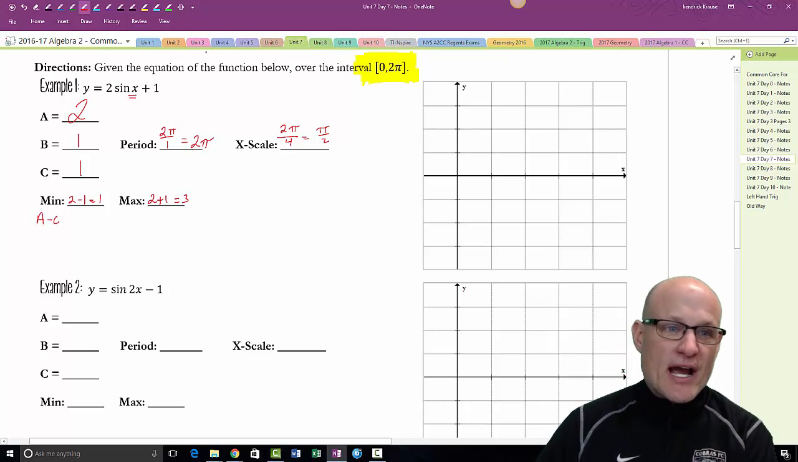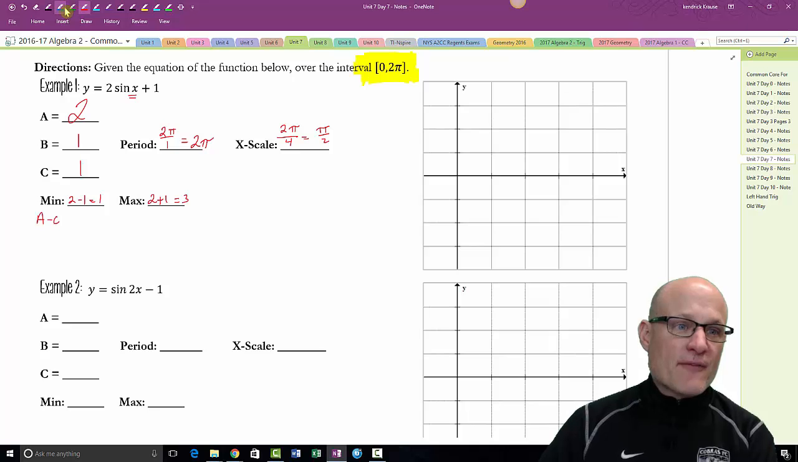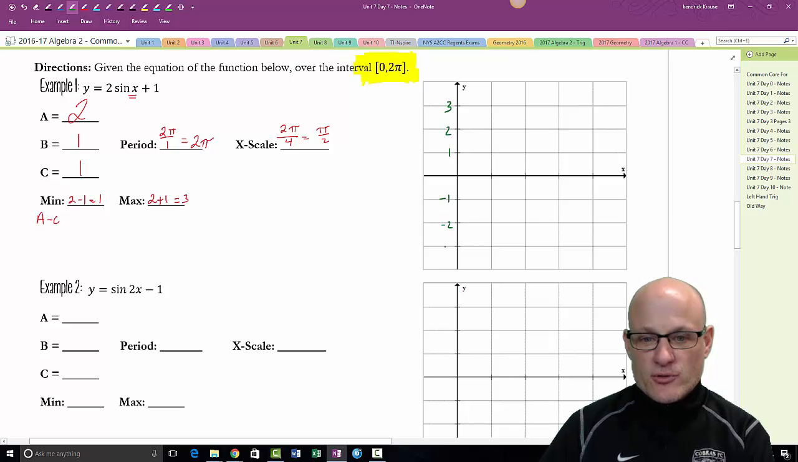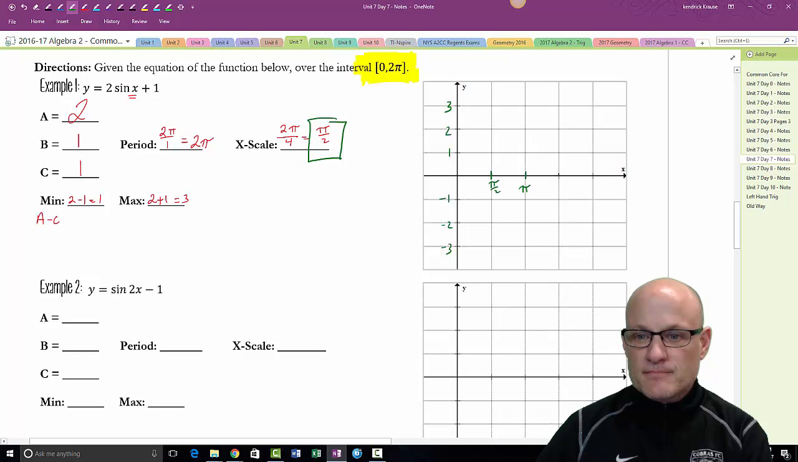Now, in order to graph, I want you to graph the midline first. Well, let's get some scales up here. 1, 2, 3, -1, -2, -3. Now, here's my scale factor. Here's what I'm going to graph. So, pi over 2, pi, 3 pi over 2, and 2 pi. Just counting by pi over 2's.